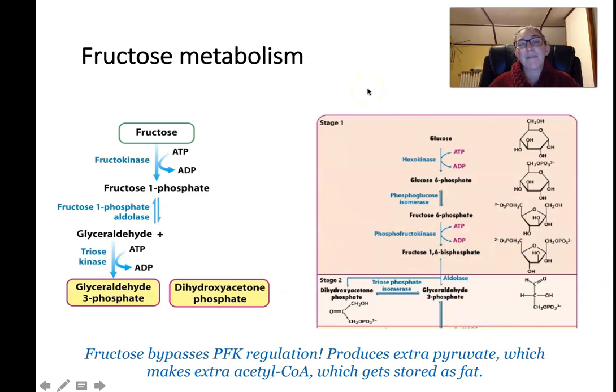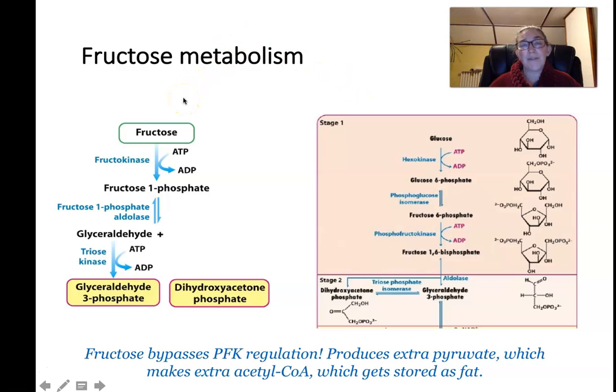So glucose metabolism and fructose metabolism are slightly different. And you hear a lot in the media about how, oh, fructose is so bad. High fructose corn syrup is so bad for us. And there is some validity to that. So fructose is regulated differently. In fact, it's not regulated the way glucose is.